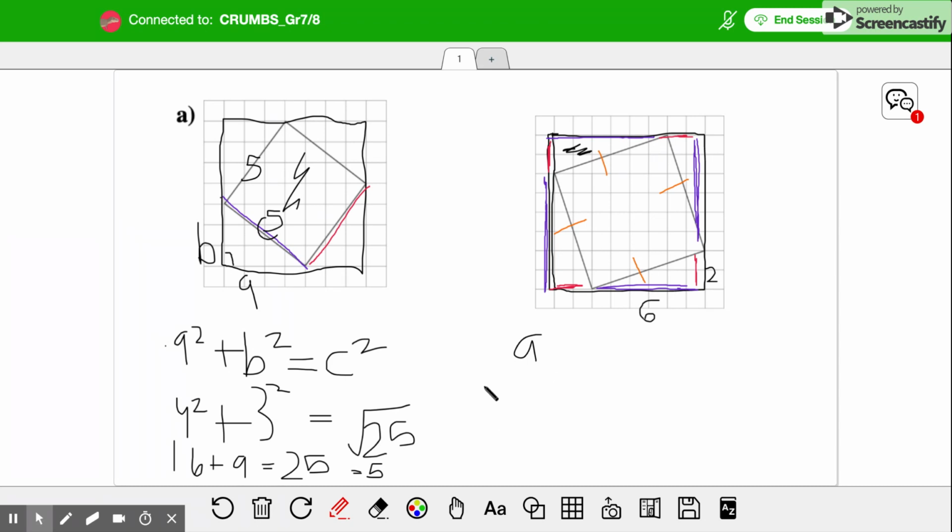Okay, so just use the 6 and the 2 for your A and B values and go get your C value. Do you want to go ahead and do that? Yeah, sure. Okay, I'll watch.